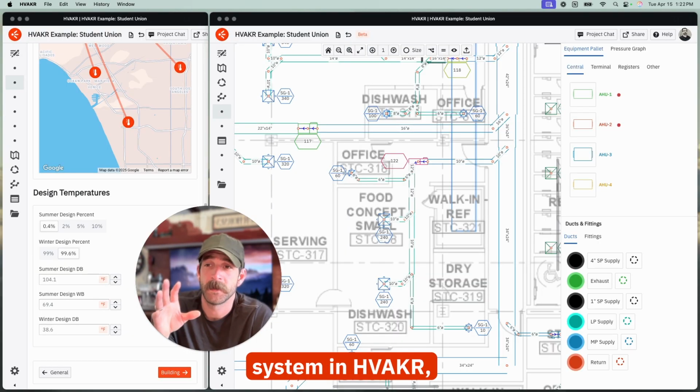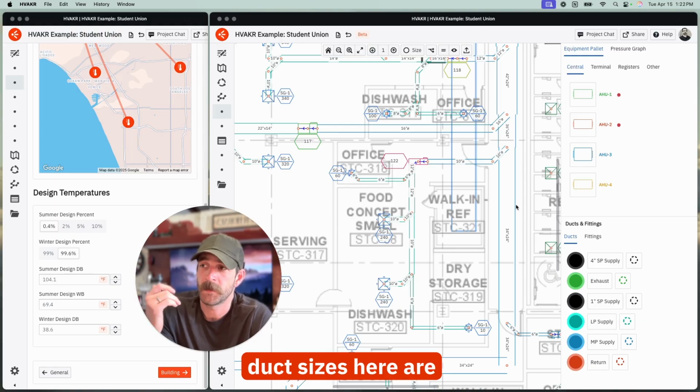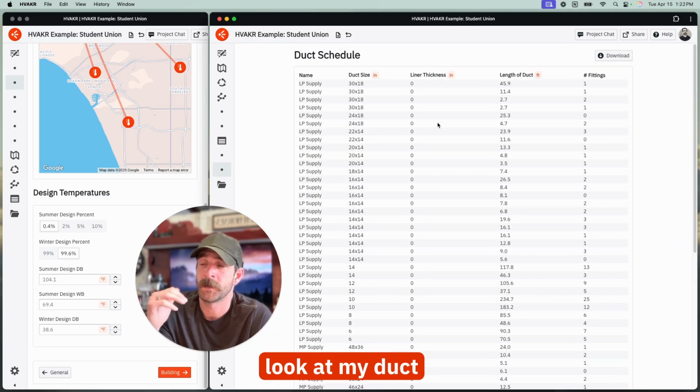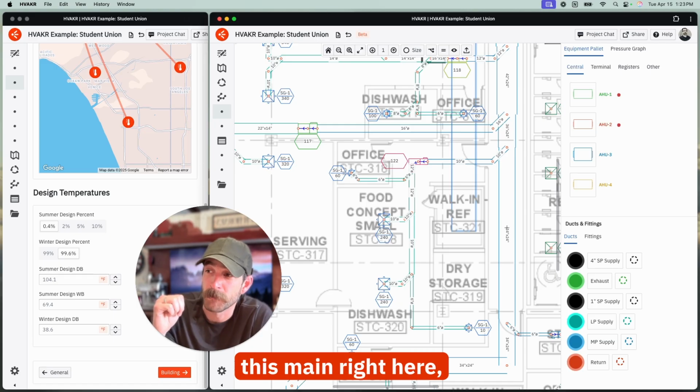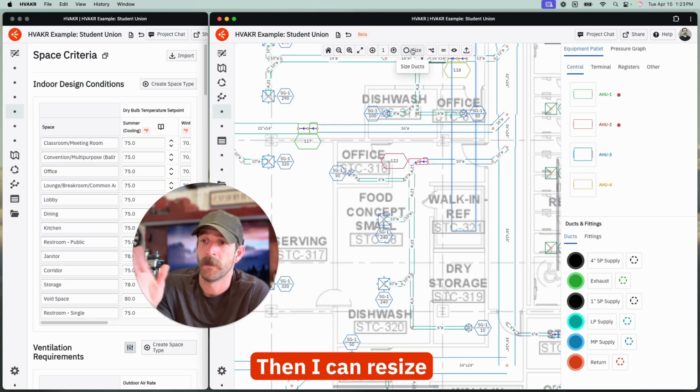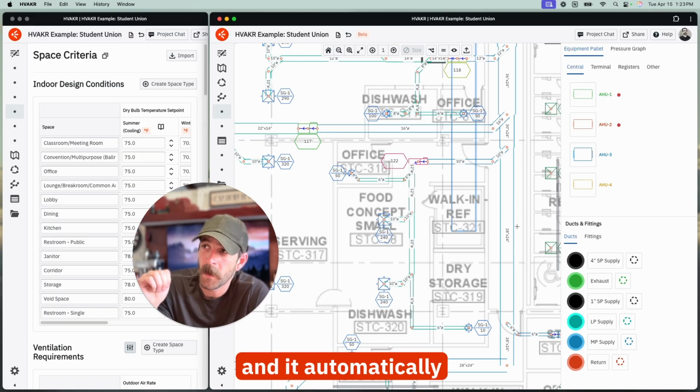I've designed this system in HVAKR, so all of my duct sizes here are linked to my loads and my airflows, and I can look at my schedule prior to changes, and I can look at my duct takeoff prior to any of these changes to see what the original cost is. Take a look at this main right here, 34 by 24 inches. Now I can go make these design changes. Then I can resize my ductwork and it automatically updates.